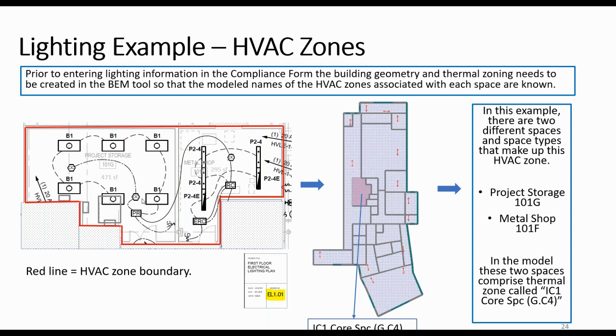So here's an example. I'm showing you an excerpt from a set of design drawings that shows 2 spaces. We have Project Storage 101G, and we have Metal Shop 101F. And then this boundary here in red represents the boundary of an HVAC zone. So we've got 2 spaces, 2 space types, 1 HVAC zone. And here in this graphic, you can see this HVAC zone in the model and its corresponding name.